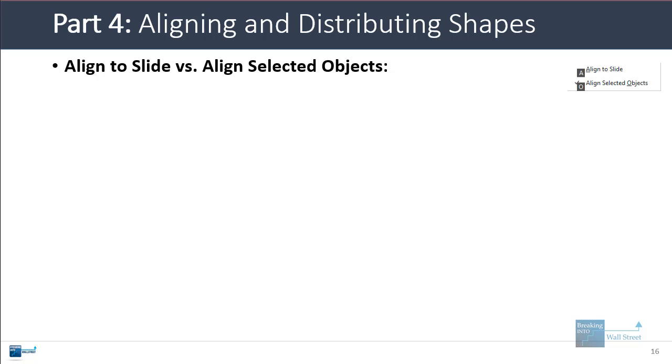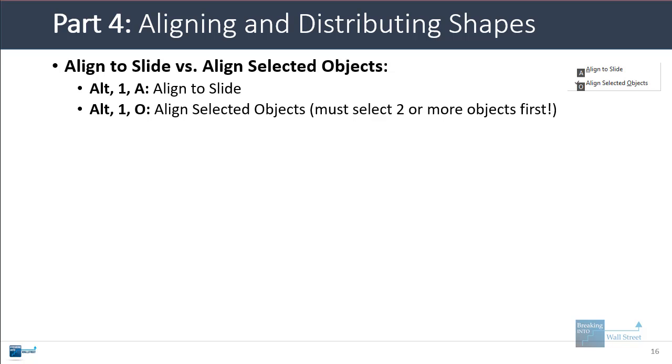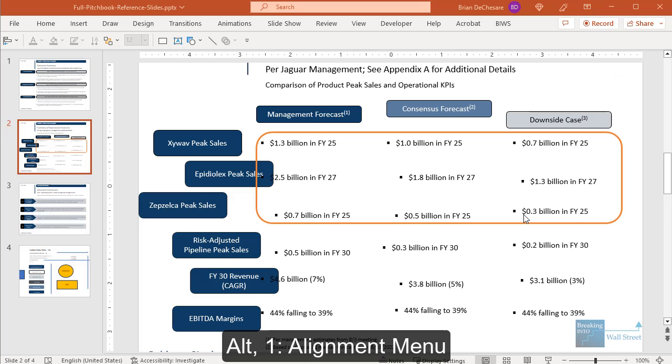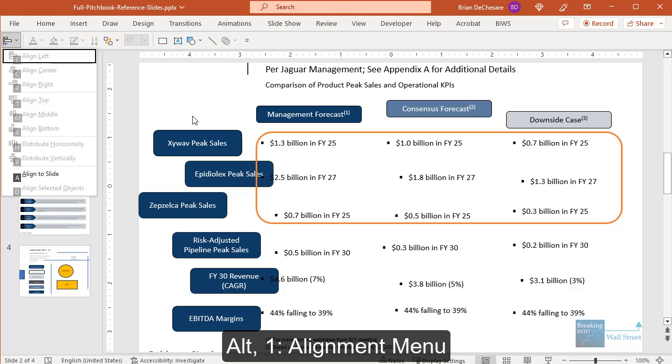The first thing to understand about alignment is that there are two modes, aligning to the slide and then aligning selected objects. If you go to the Alt-1 menu in the Quick Access toolbar, you can see both of them here, align to slide and align selected objects. Now by default, in PowerPoint, it's set to align to slide. You almost never want to use this though.